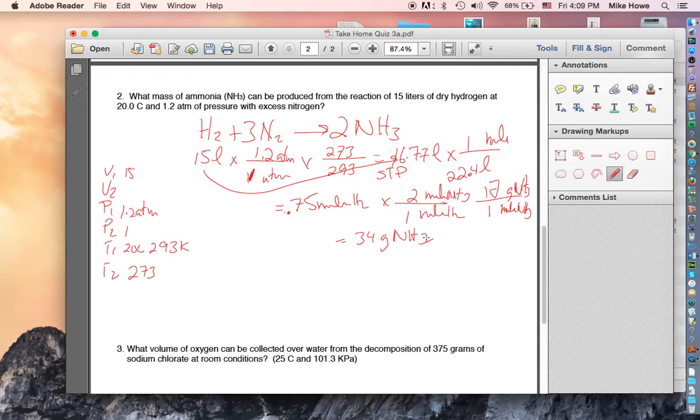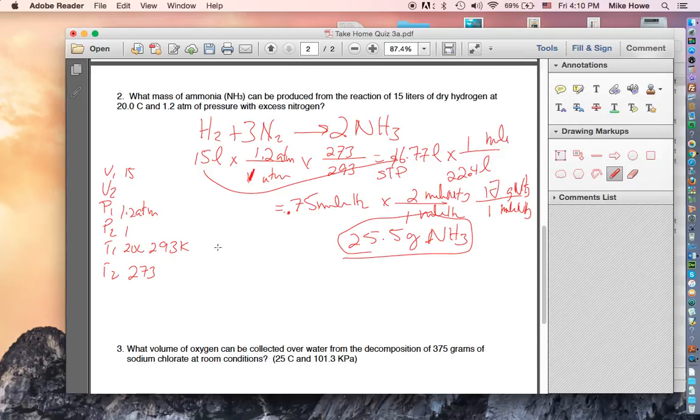Wait a minute, I think I did that wrong. Let me back that up. So I'm rushing. 0.75 times 2 times 17, 25.5 grams. So if you were wondering what I was doing, you were correct to wonder. Okay, so that's 25.5 grams of NH3. All right, there we go.